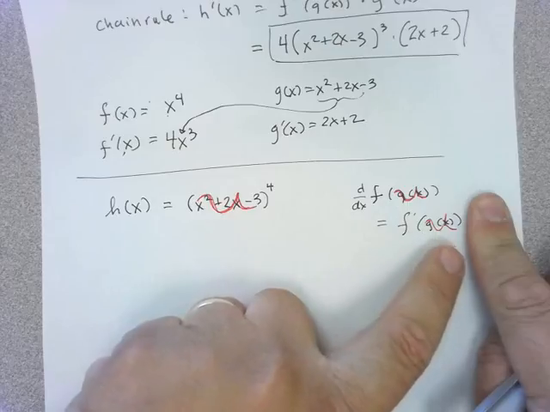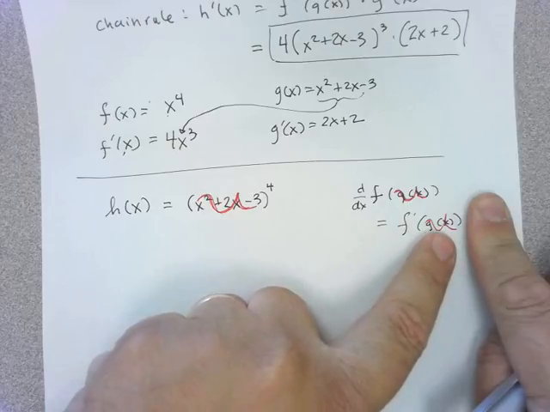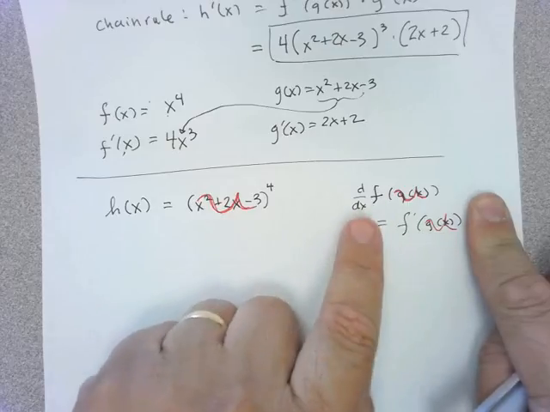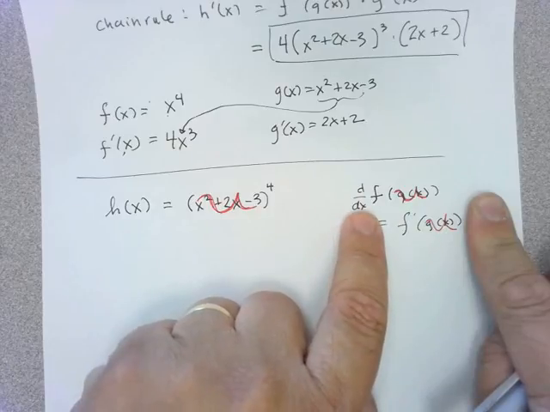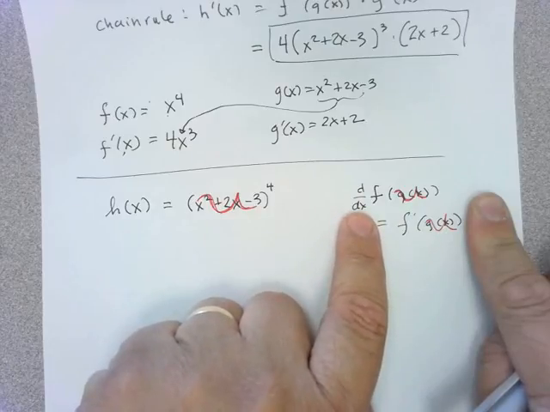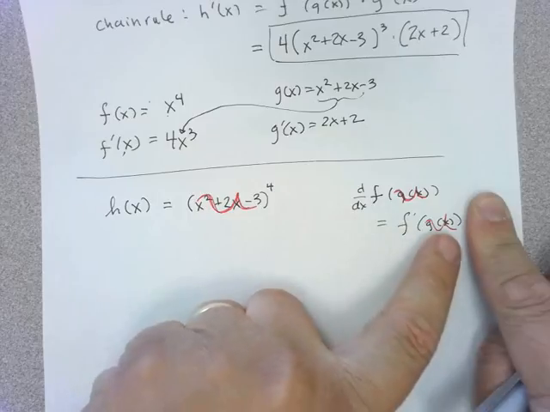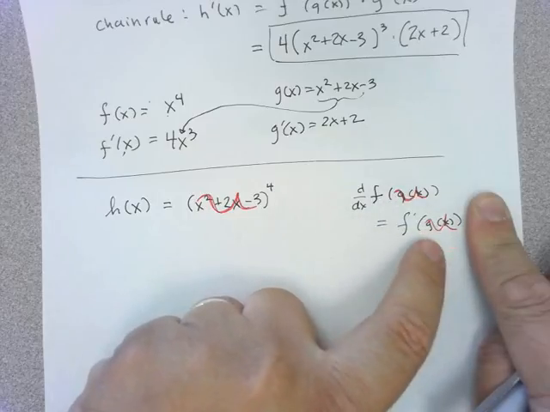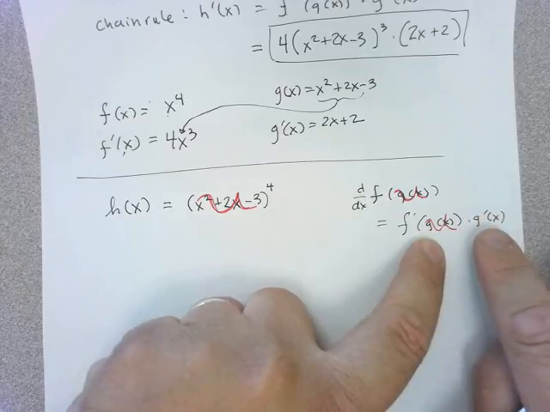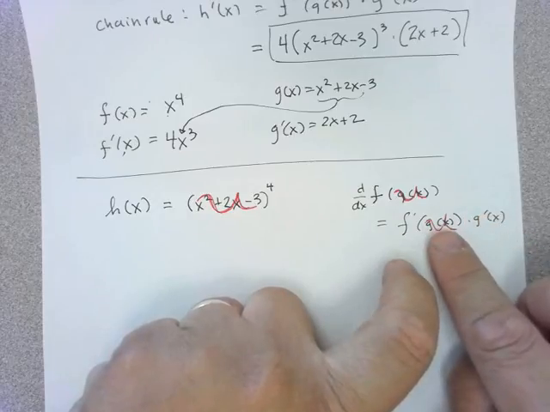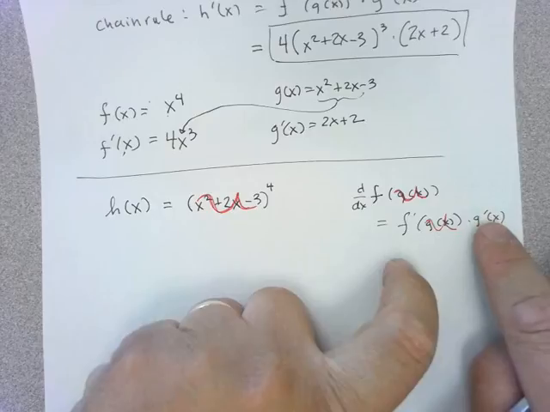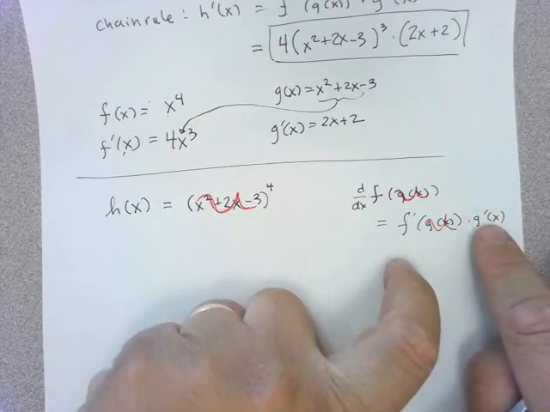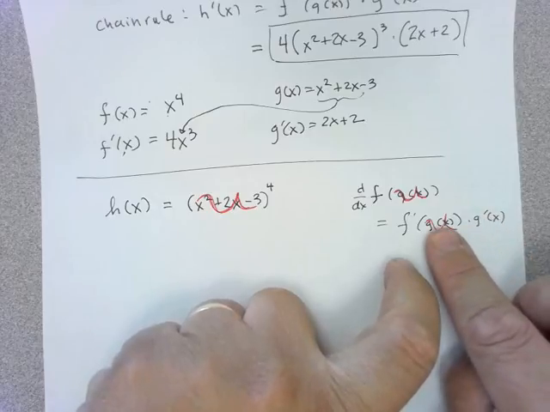But the problem is that hiding underneath this is a function of x. And I'm not taking the derivative with respect to u. U is not the variable. The variable is x. So the chain rule says, after you're done taking the derivative of f of u, you then look at what u is covering up and you multiply by its derivative. This is u prime. This is the derivative of what was covering up.